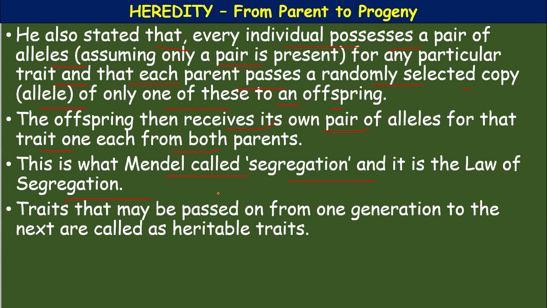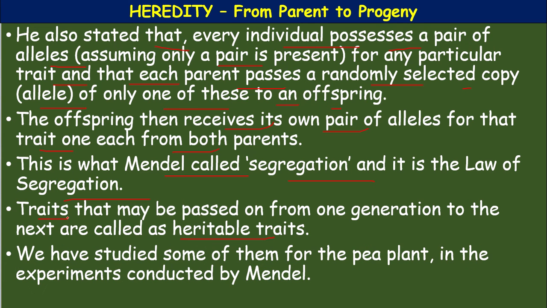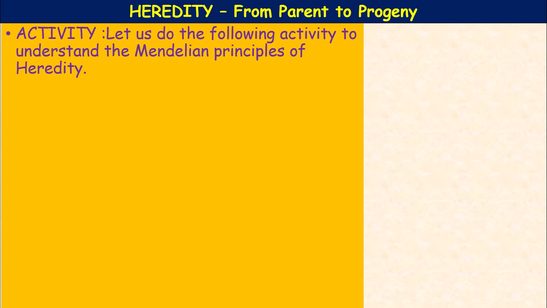The traits that may be passed on from one generation to the next generation are called heritable traits. Traits means the characteristic features. We have studied some of them for the pea plant in the experiments conducted by Mendel. So, what are those experiments?